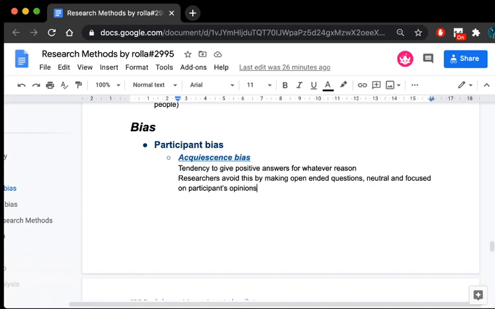This is usually done especially if you're facing a stranger. So researchers usually try to avoid this by making more open-ended questions and questions with neutral wordings, and try to make sure that the questions are more focused on the participants' opinions instead of asking for what the participant thinks the general society would say.